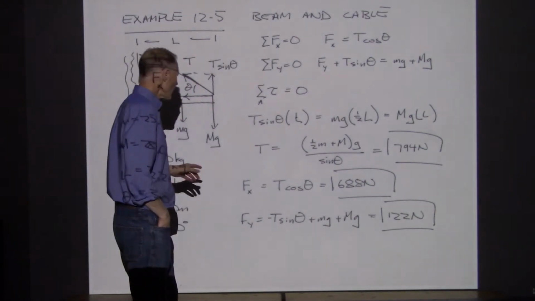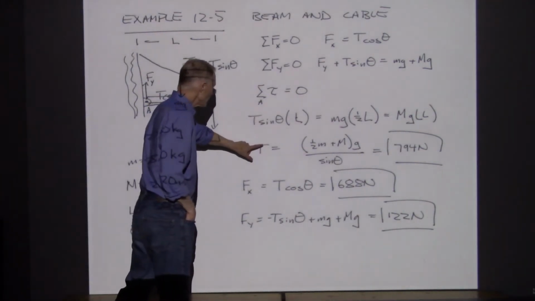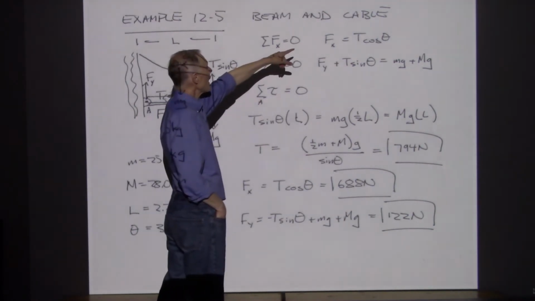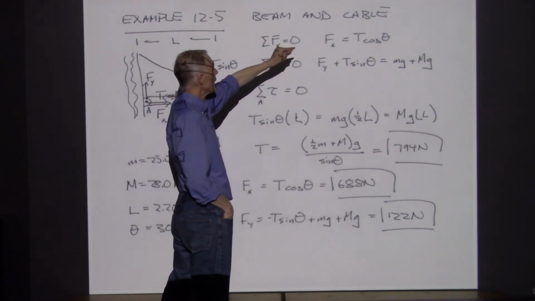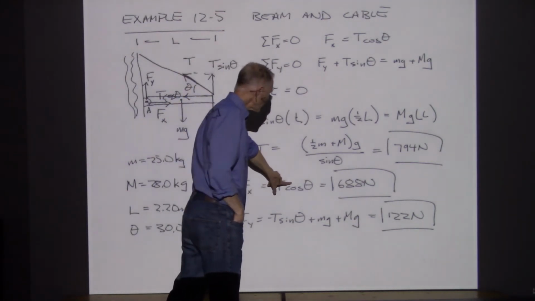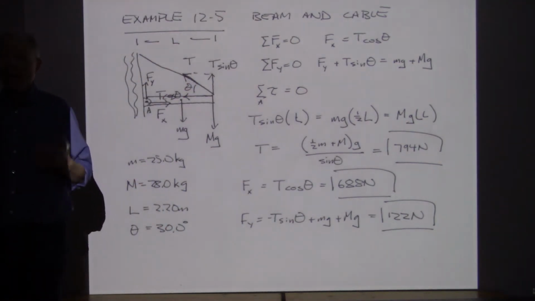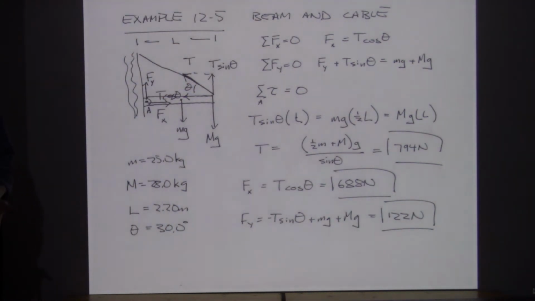Now, we can also do this. Now that we have tension solved, we can come back up to our force equation right there, that top one, and say Fx is T cosine theta, and that works out to be 688 newtons. And that turns out to be much larger than the gravitational forces on the sign and the beam.